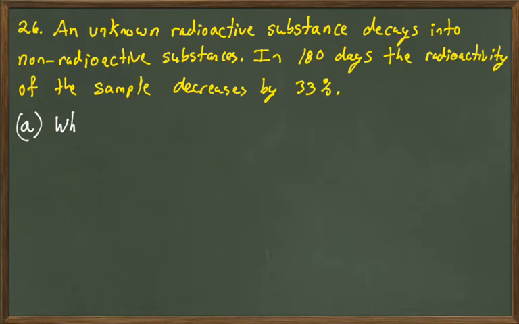Okay. So I think we have a whole bunch of stuff to write down here. All right, so it says an unknown radioactive substance decays into non-radioactive substances. In 180 days, the radioactivity of the sample decreases by 33%, or we've lost 33% of the radioactive substance. So the first question here is, what is the half-life of the element?